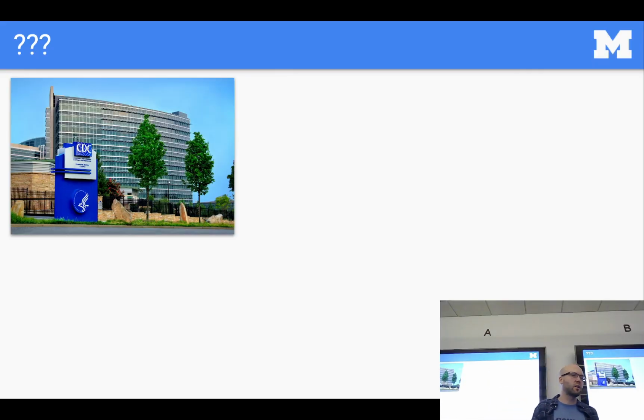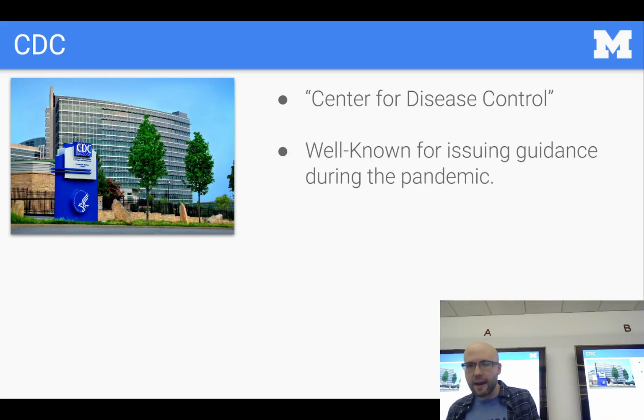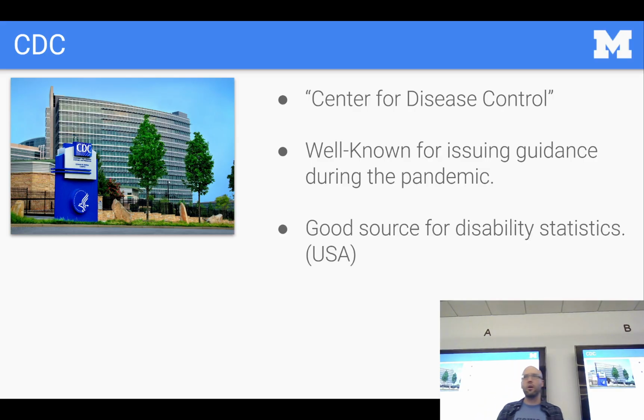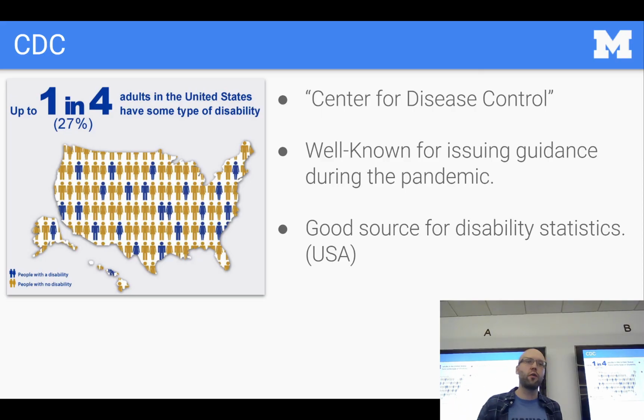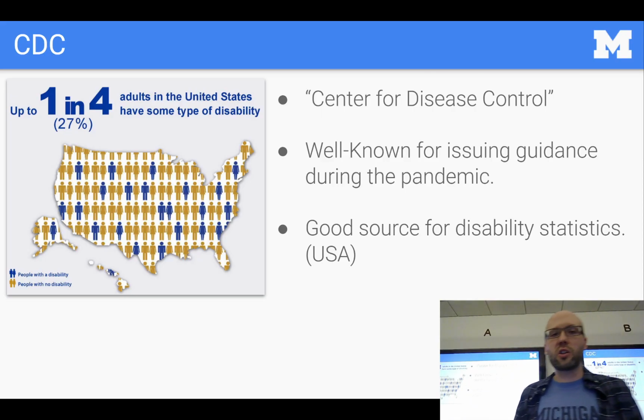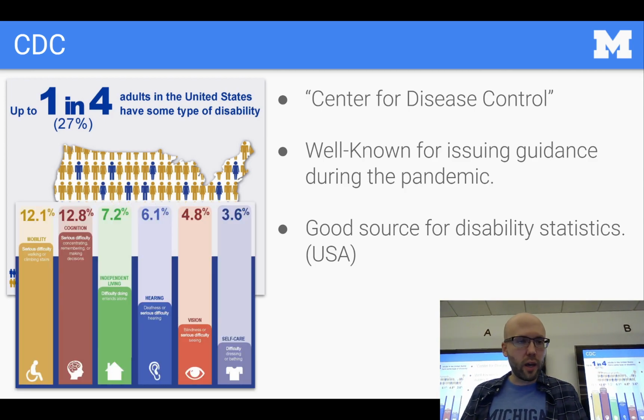So anyone know what this is? This building right here is a pretty well-known building, especially given what we've just lived through in the past few years. This is the CDC, okay? Center for Disease Control. They have a lot of guidance that they issued during the pandemic, and they're a good source for a lot of different statistics relating to disabilities and illnesses and things like that, okay? So it turns out 1 in 4 adults in the U.S. have some sort of disability, which means that there's actually a fairly big market probably for you to try and address with VR and AR, okay?